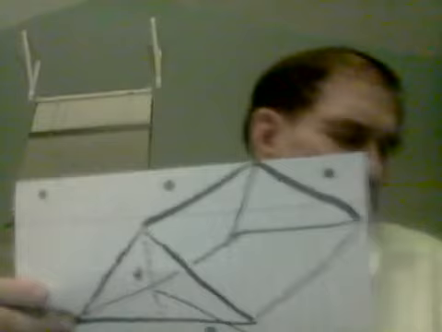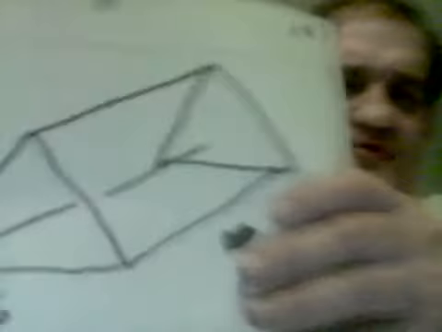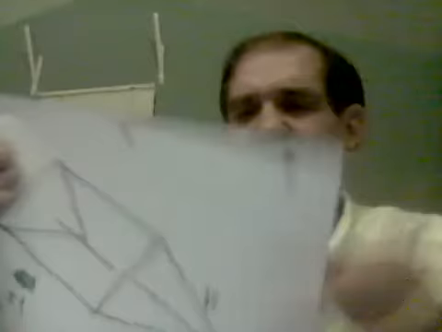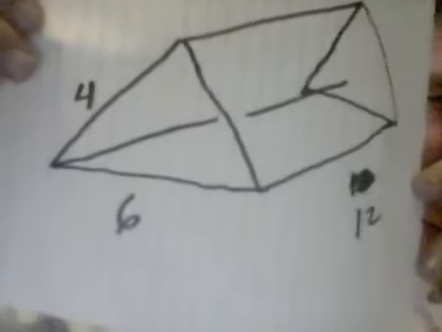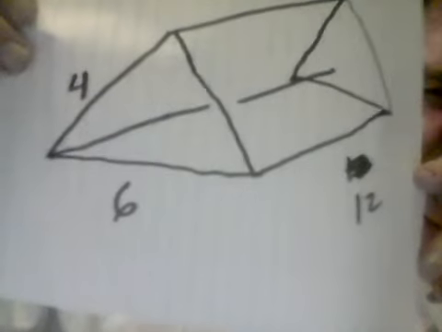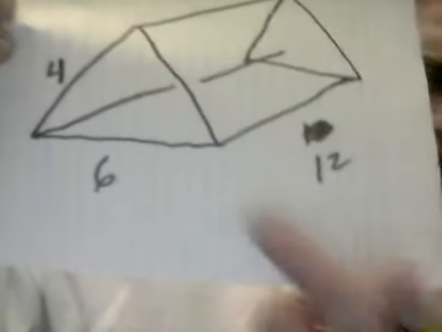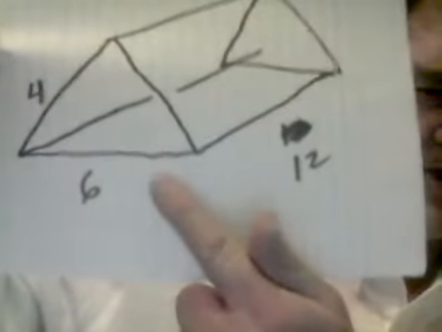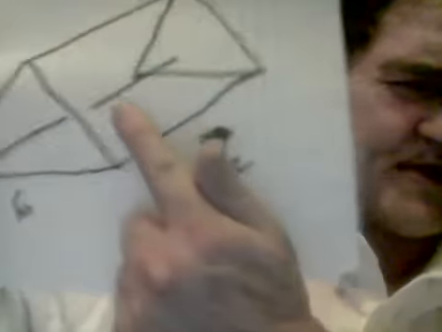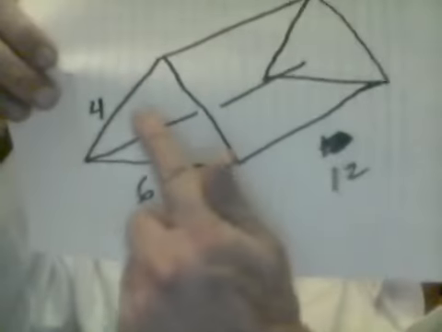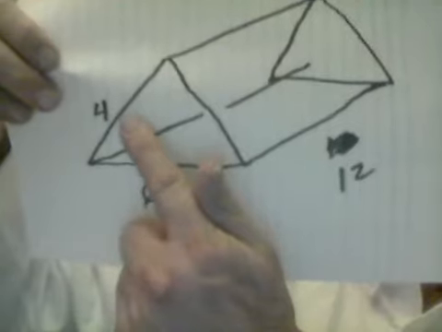Let's go back to the original for just a second, the one I showed you a minute ago. There it is. Look at what it says here. The bottom side is 6. See that 6 right there? And then see this one where it says 4? That's another side.